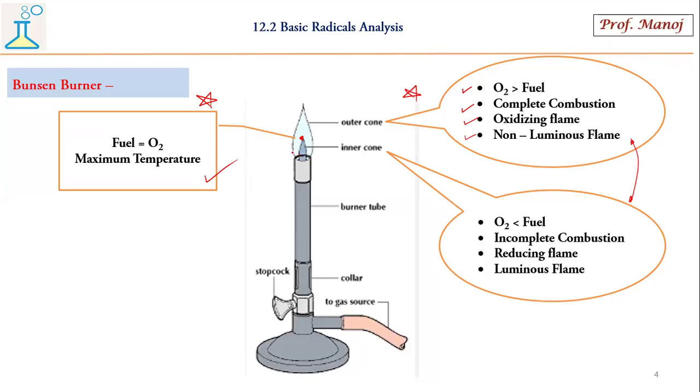In PYQ, one question has been asked on this diagram. They had labeled portions like A, B, C, and they asked which of the following portions have highest temperature. The answer was this one, B portion. So they have not left even this part. A diagram based question has been asked here too.